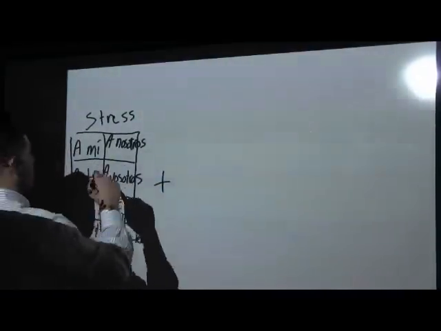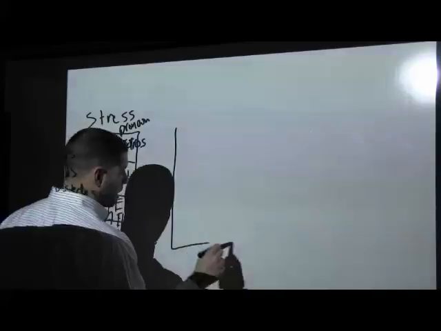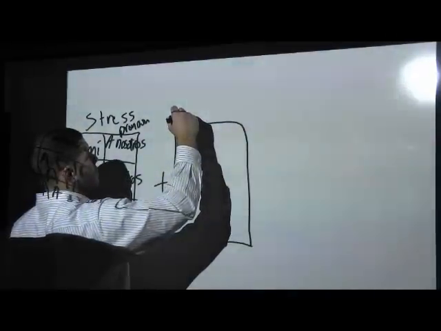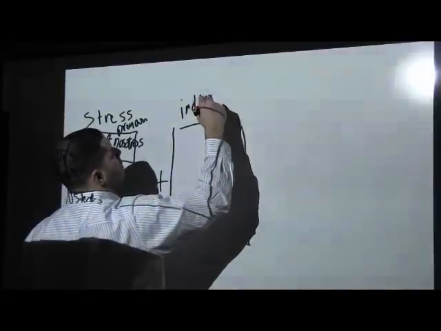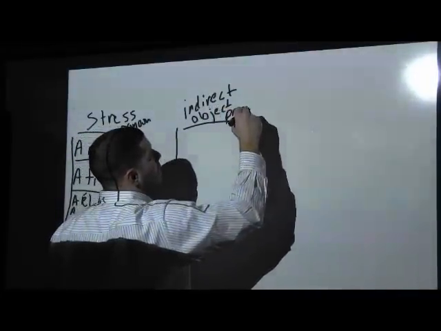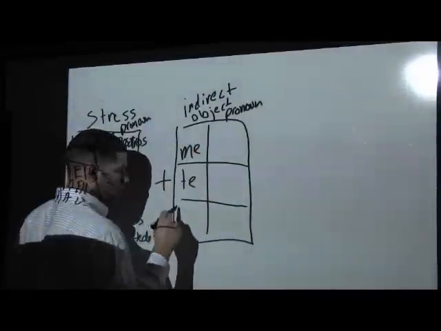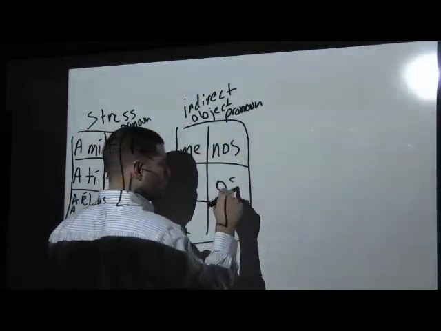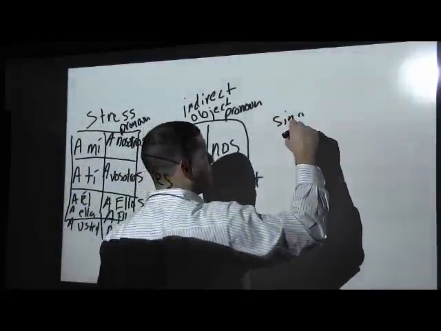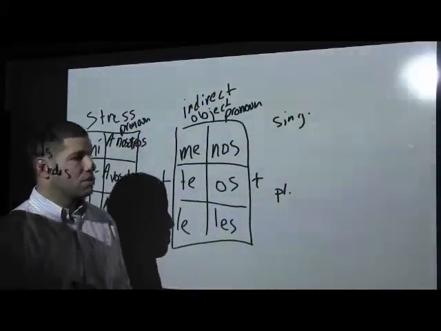Plus, so here's sort of the equation. Stress pronoun, then you have your indirect object pronoun, which is to me, to you. So this is called an indirect object pronoun: me, te, le, nos, os, les. And then you have either a singular form of the verb or a plural form. And we're going to use gustar, which really is like to be pleasing.